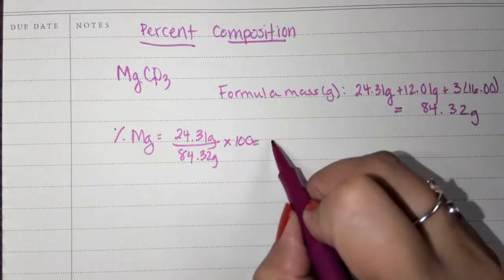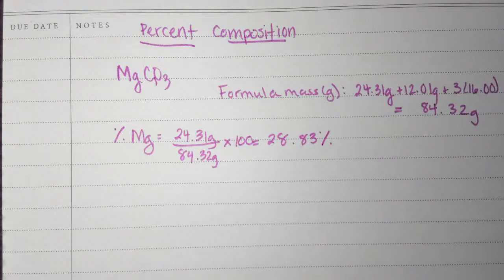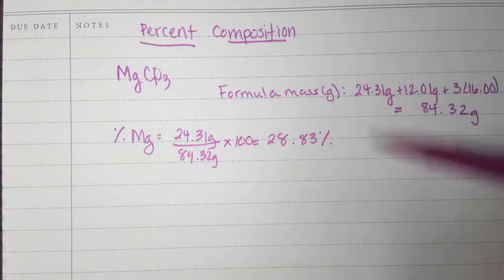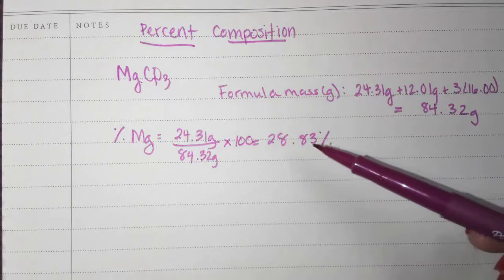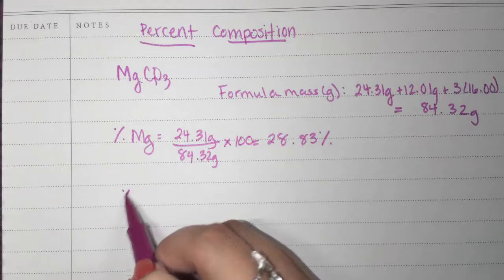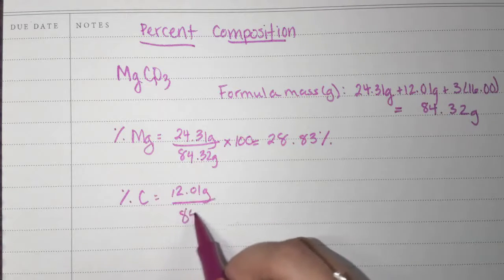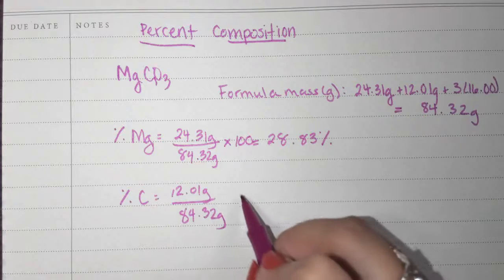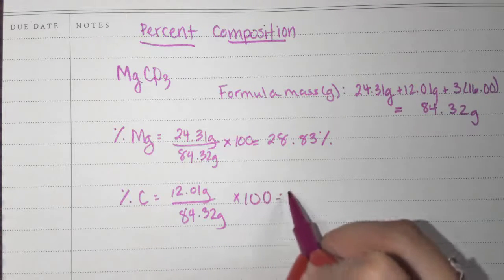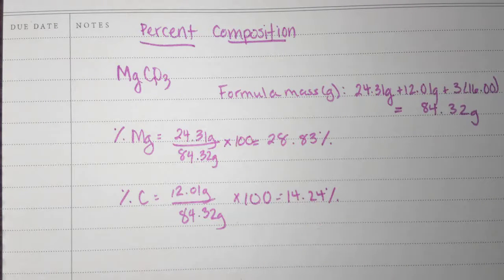And if you plug this into your calculator, you would get 28.83%. So I know out of 84.32 grams, or out of whatever sample that I get for magnesium carbonate, 28.83% is always going to be made up of magnesium. So then I do the same thing for carbon. I do part over whole times 100, and I would get 14.24%. So any sample I get, 14.24% of magnesium carbonate is made up of carbon.